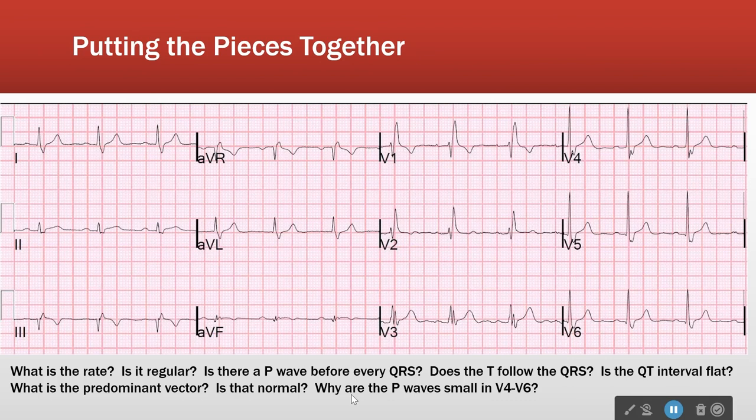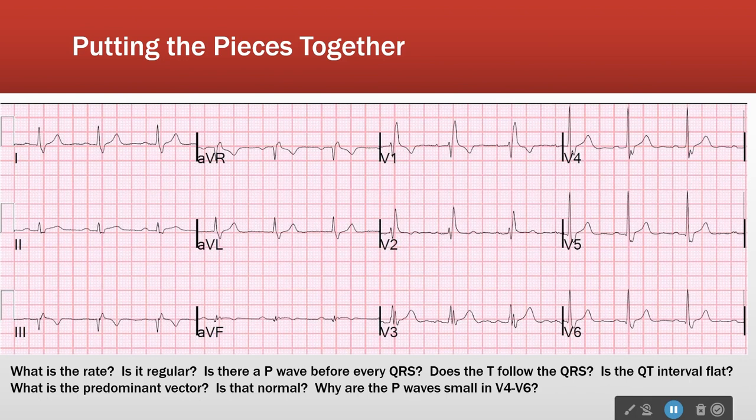Okay, so what are we asking for there? Why do I care if you have a P wave before every QRS? If you're missing P waves, it means the atria are not depolarizing. All right, so what you should see is a P wave, a delay, and then a QRS, regardless of what the complex looks like, right? So like in AVF, for example, we have big P waves, teeny tiny QRS waves, but we still have one of each, right? We have a P wave, we have a QRS.